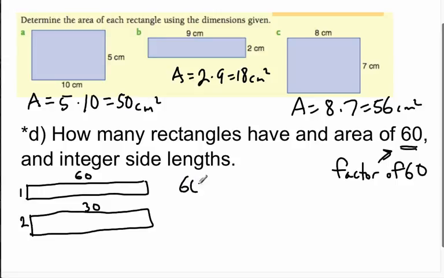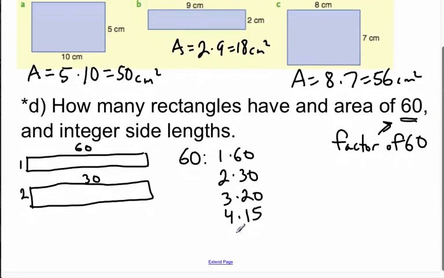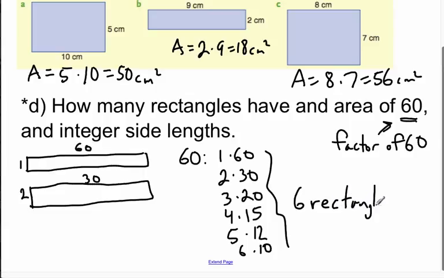What multiplies to give us 60? So to get 60, we can multiply like we just did. 1 times 60. We can do 2 times 30. You can do 3 times 20, 4 times 15. You can do 5 times 12, 6 times 10, and we can't do 7 or 8, and that's about it. Actually, you can do a 10 by 6 and a 12 by 5. It would be the same rectangle, right? So altogether there are 6 rectangles with an area of 60.